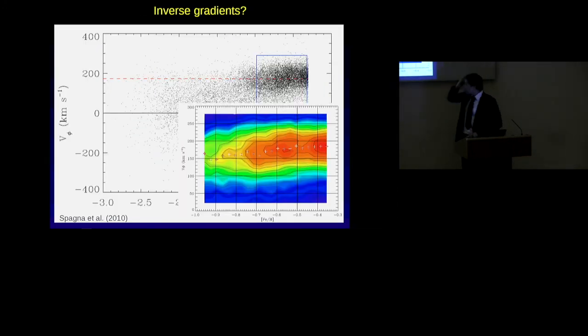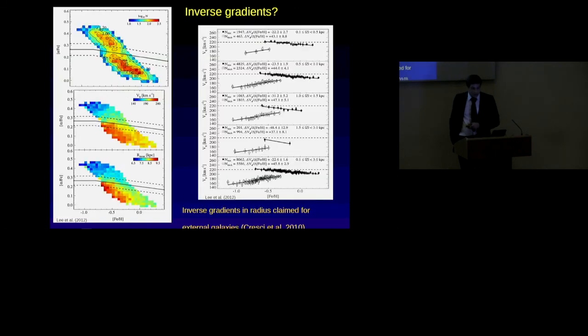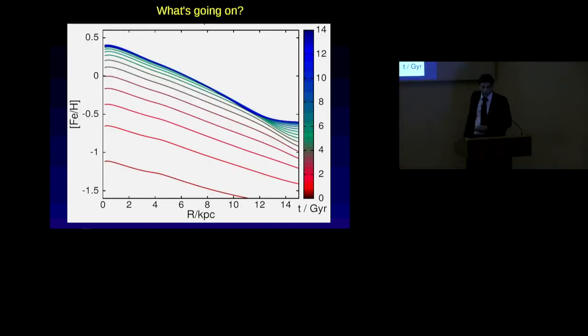Just one last thing. People have found inverse gradients in the thick disk, so it seems like the metal-poor stars are further in than the metal-rich stars. And the same in Segue, when you look at the plot, this is again your alpha plane, and the low alpha stars are the right way around. The high alpha stars just have the wrong relationship. And when you compare that, things can actually be the other way around in nature.